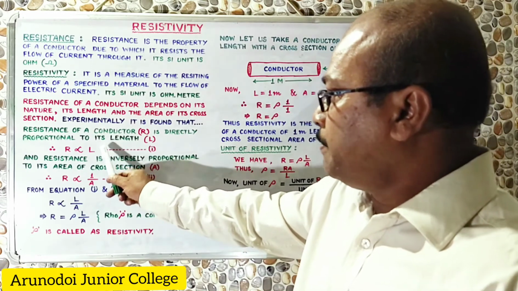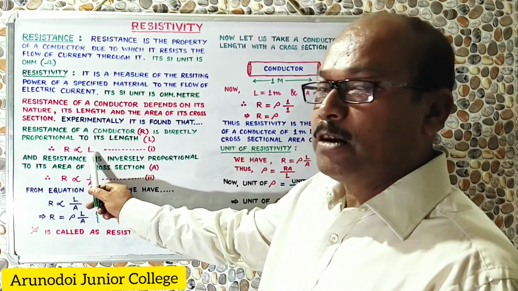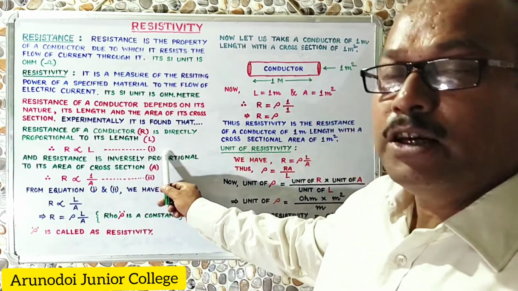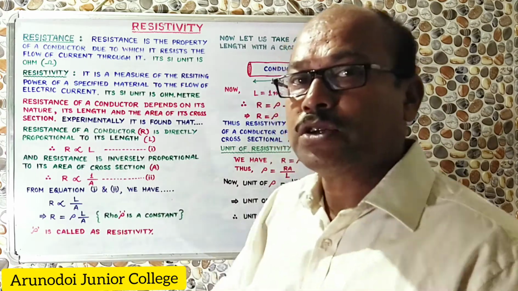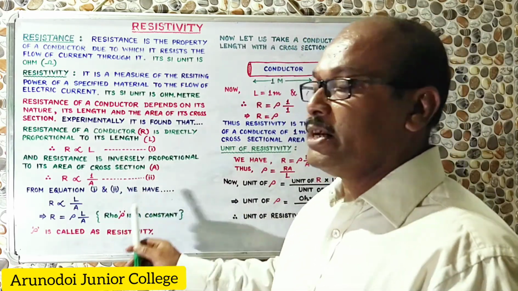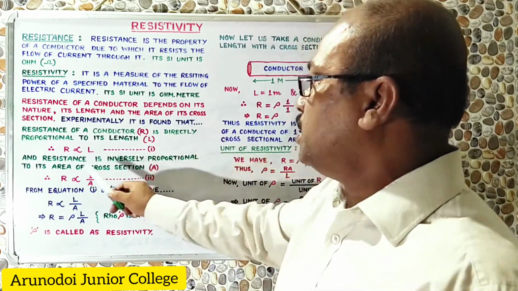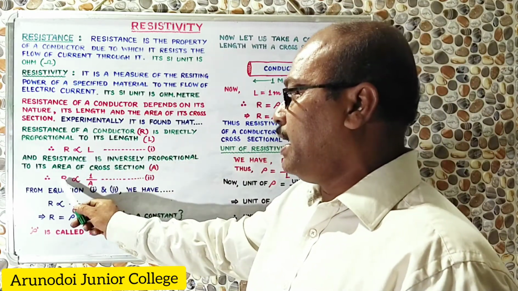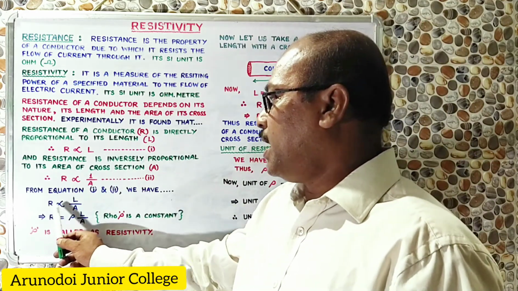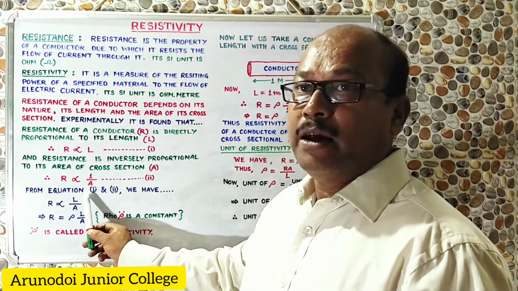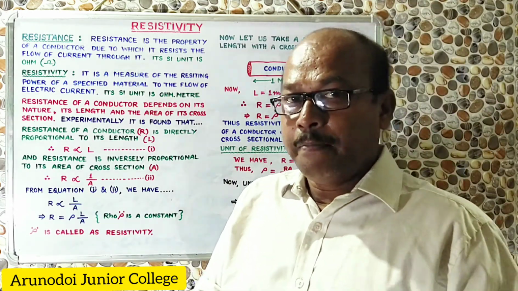So we have got two relations. First, resistance is directly proportional to the length, equation 1, and resistance is inversely proportional to the cross-sectional area, equation 2. If we combine equations 1 and 2, that is R is proportional to L and R is proportional to 1 by A, we get R is proportional to L by A, where L is the length of the conductor and A is the cross-sectional area.